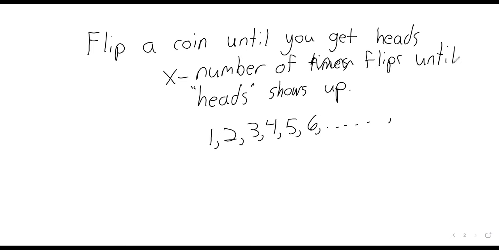And it's probably pretty clear that the bigger the value is, the less likely it is to be the outcome of the experiment. I mean, imagine flipping a fair coin and getting a billion tails in a row. It's not very likely, but it could theoretically happen. So a billion and one is still a valid outcome of this experiment. It's just a very unlikely one.